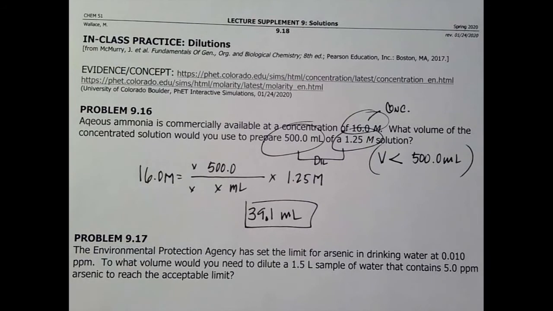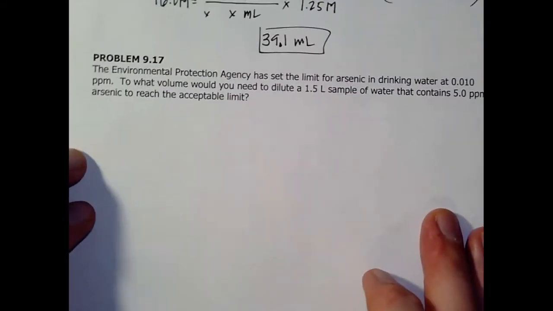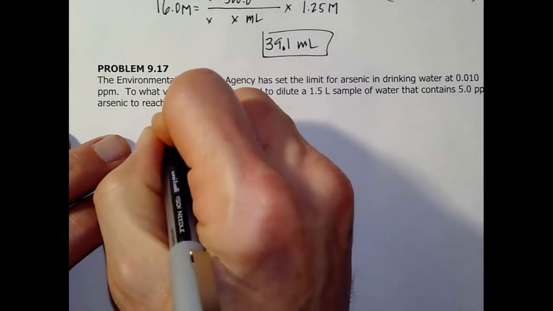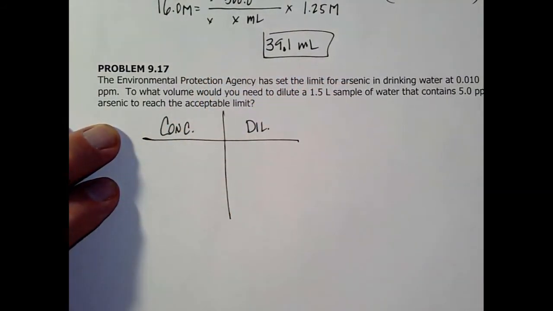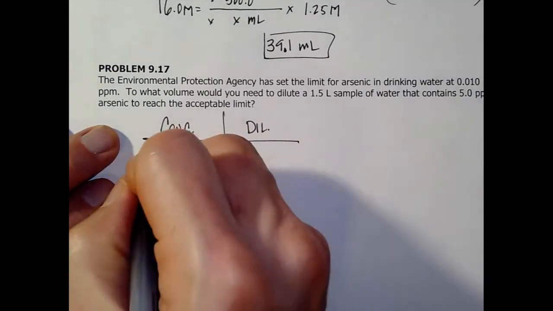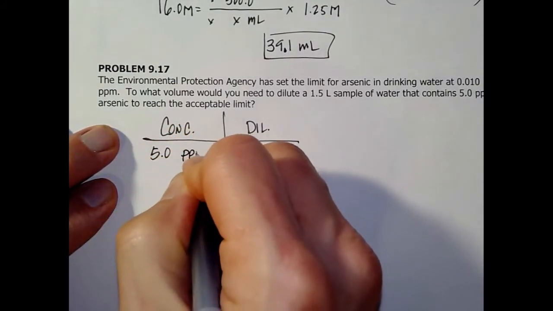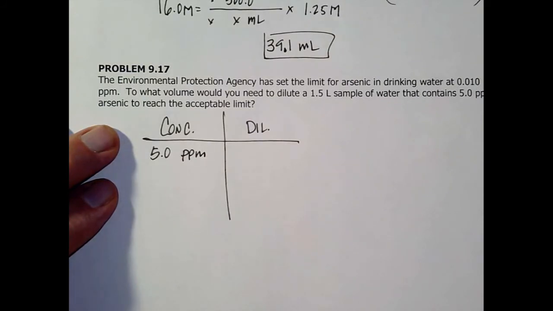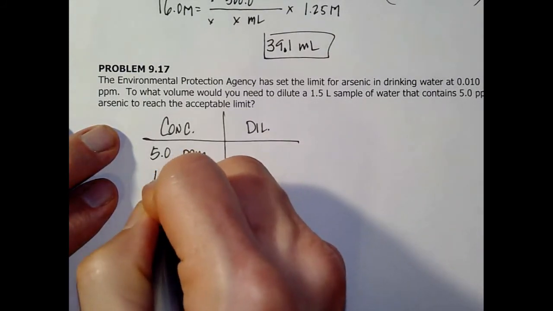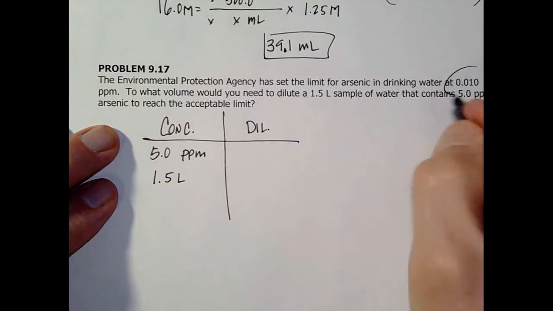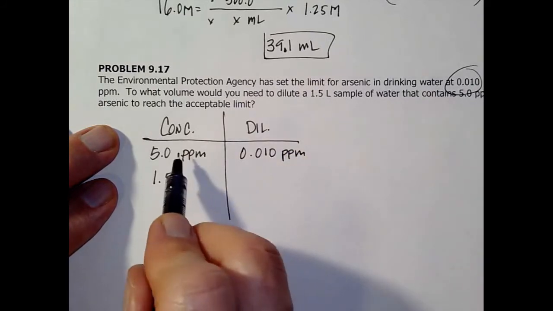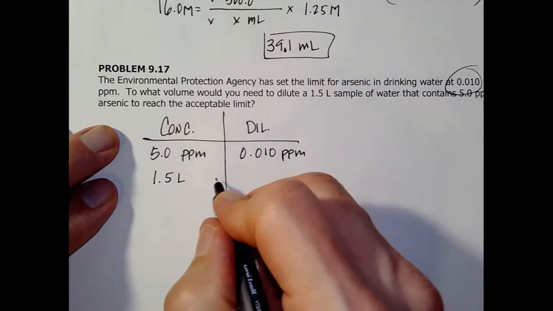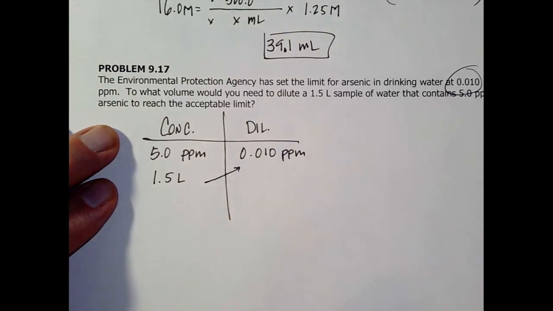All right, one last problem, and we'll get out of this business. And sometimes it helps to maybe make a table. So why don't I do this? Concentrated, diluted. So it says here, I've got a sample of water that's 5 parts per million. And it's 1.5 liters. And I want to dilute it to 0.010 ppm. That makes sense. My concentration goes down. Oh, my final volume goes up.